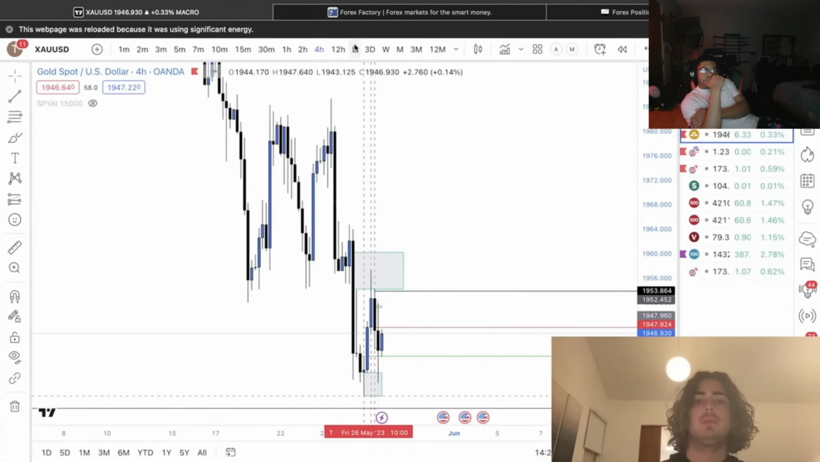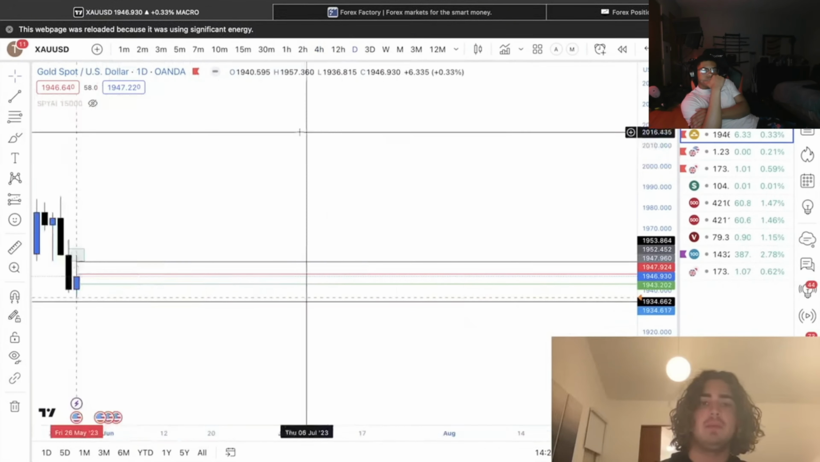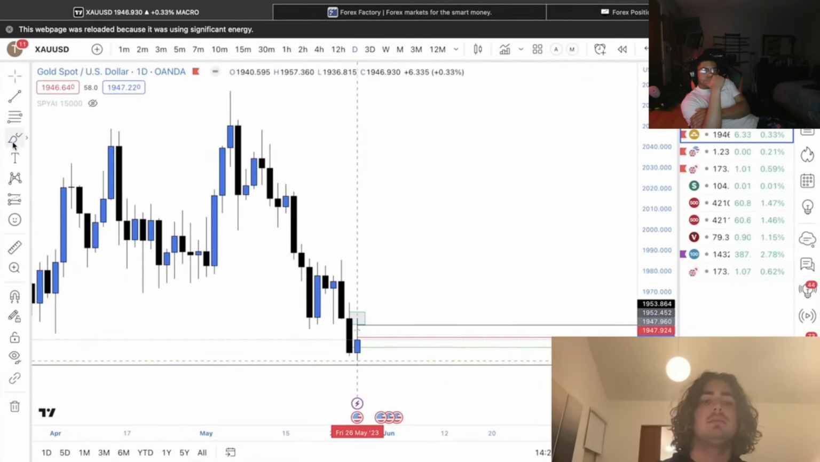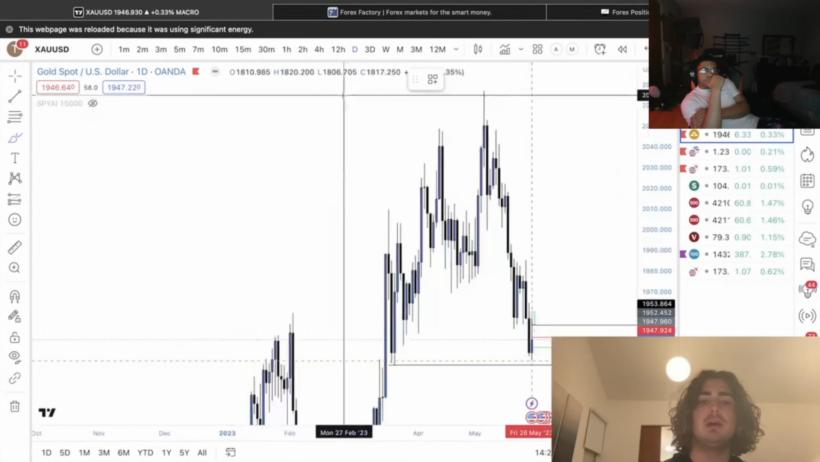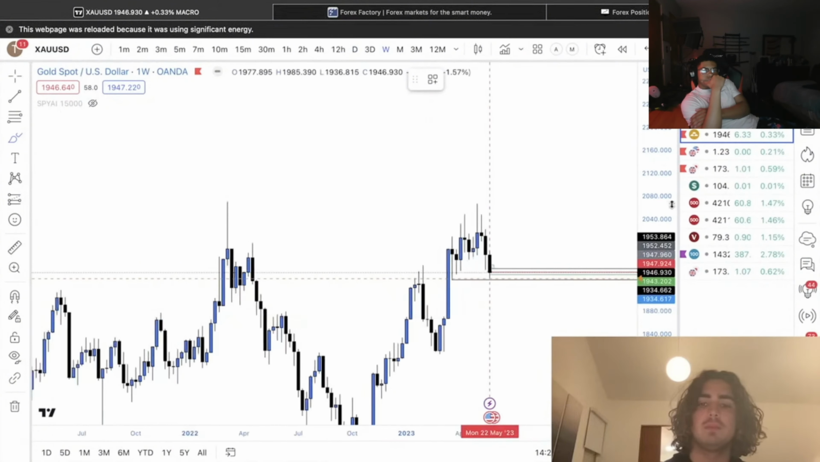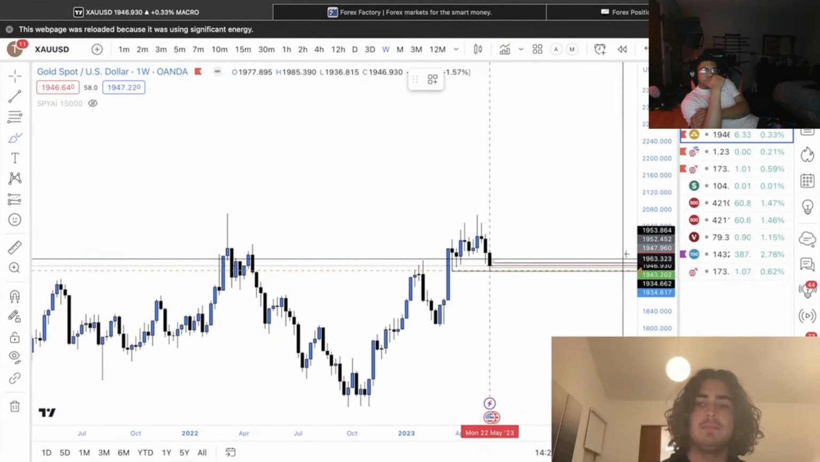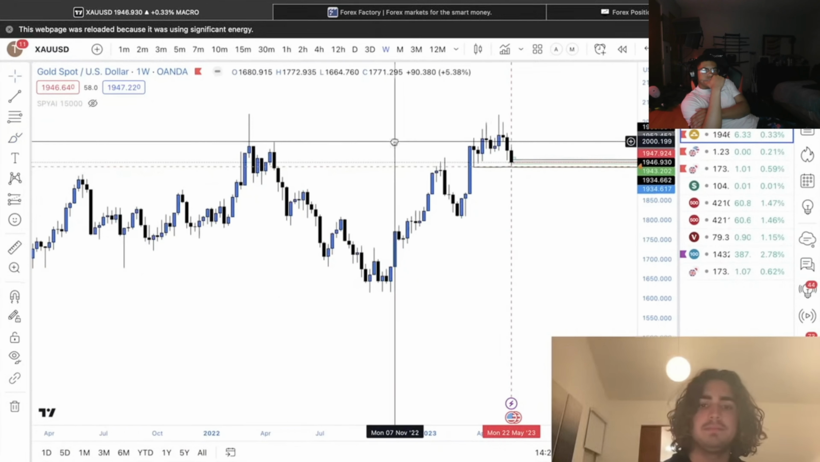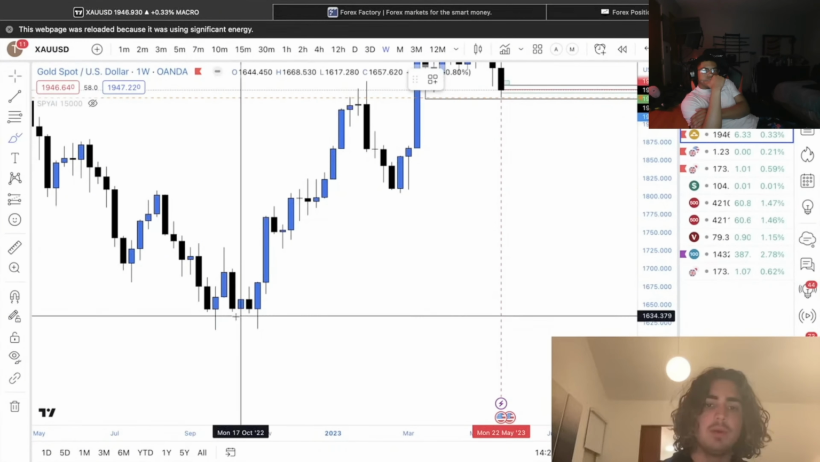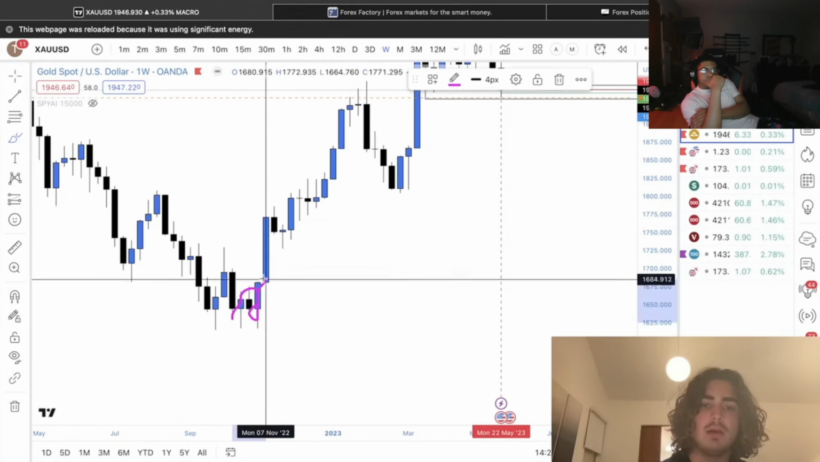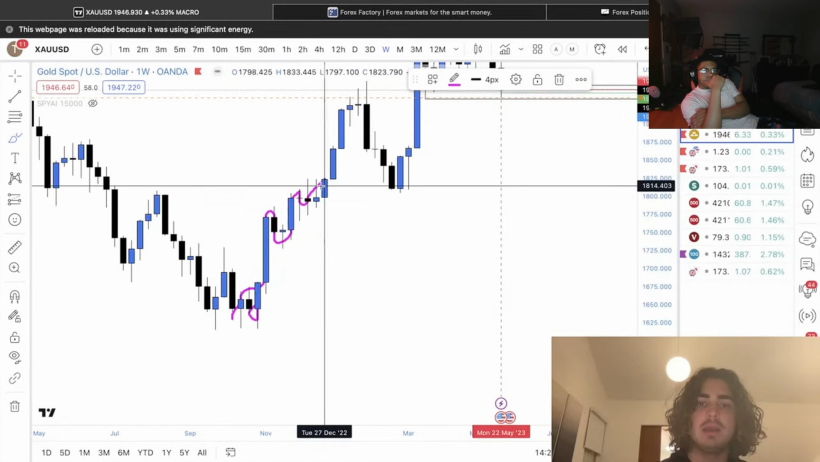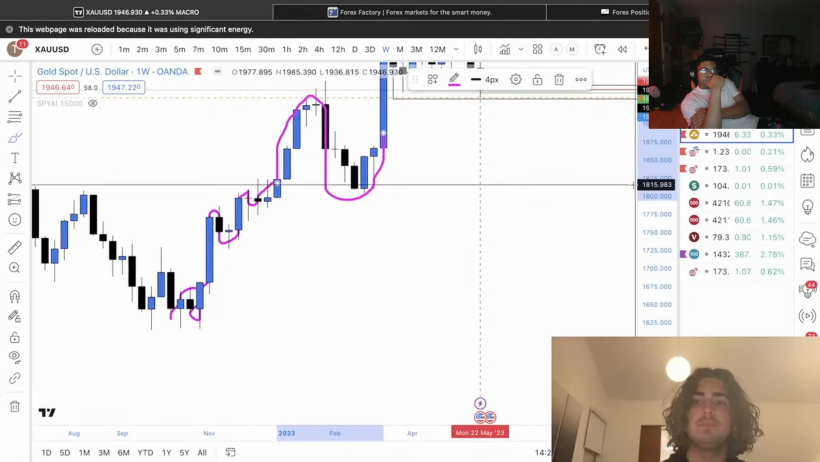So if we just go to the daily, right here, we see a more recent break in structure. We can highlight this one right here. So right down over here, we have, boom, a high, then a low. Boom. What do we get? A higher high, then a higher low. Then boom. What do we get? A higher high, a higher low. Boom. What do we get? A higher high, a higher low.